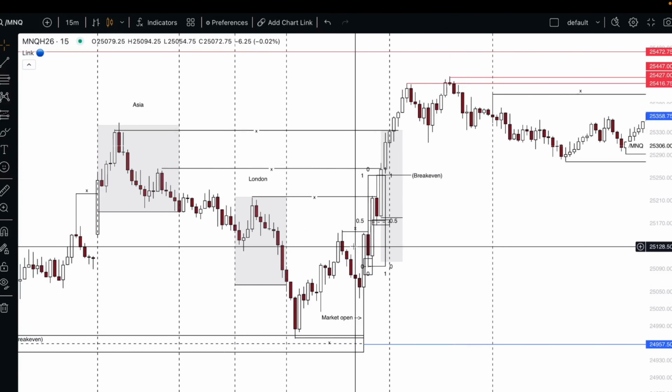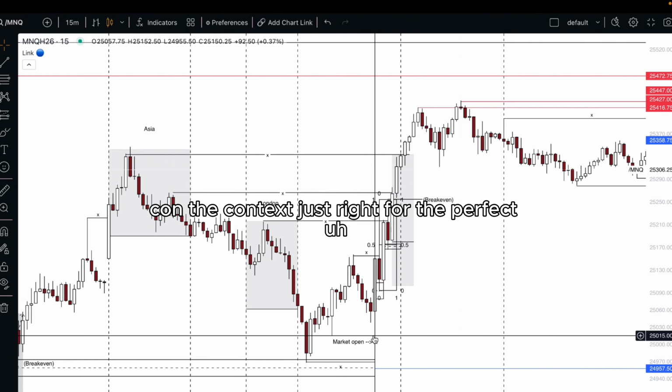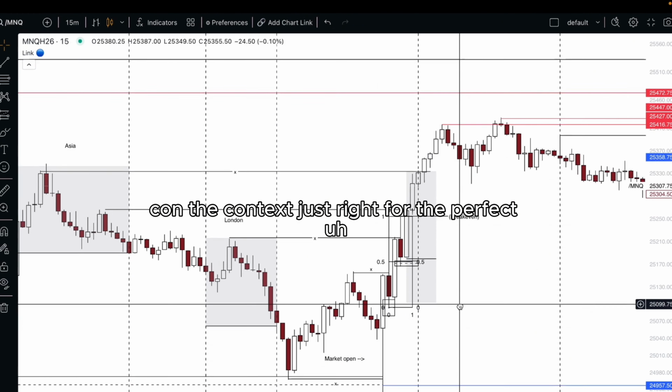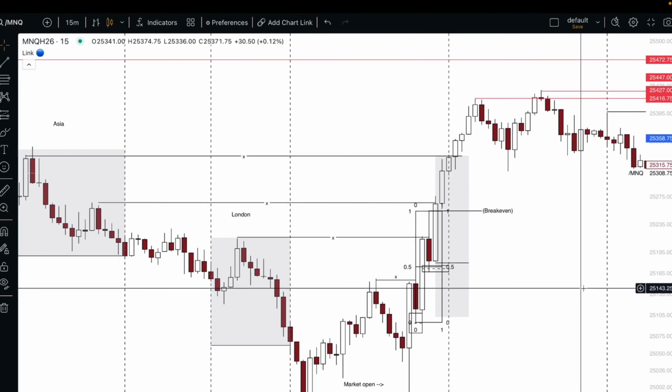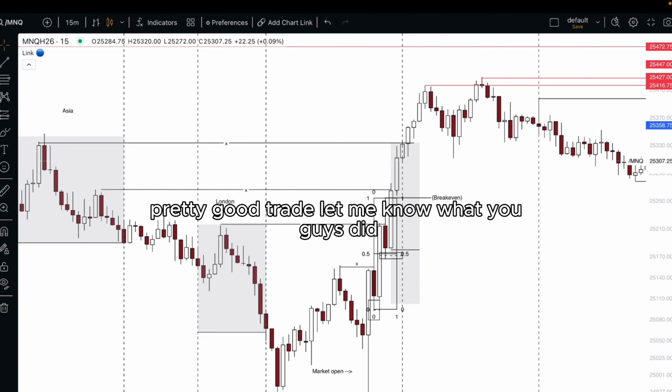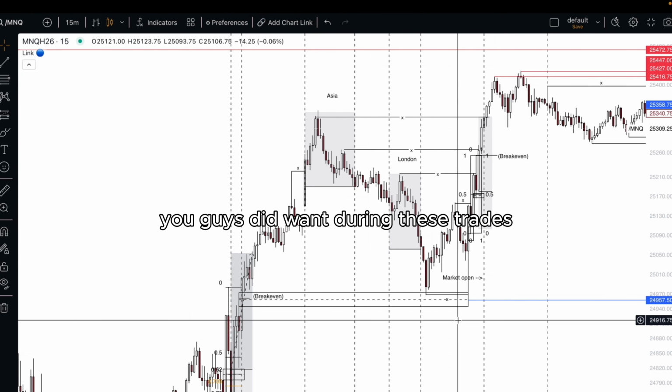So this action prior to the kill zone really did set up the context just right for the perfect ICT silver bullet model to play off. And we did take out these highs. Pretty good trade. Let me know what you guys did during these trades.